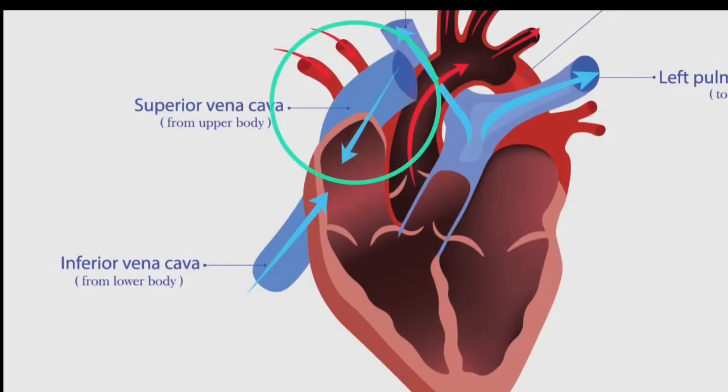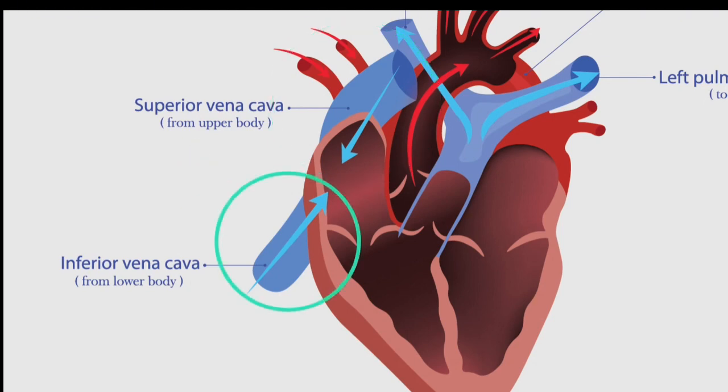The superior vena cava is the primary vein running from the head and arms that brings deoxygenated blood back to the right atrium. The inferior vena cava runs from the lower part of the body and brings deoxygenated blood back to the right atrium.